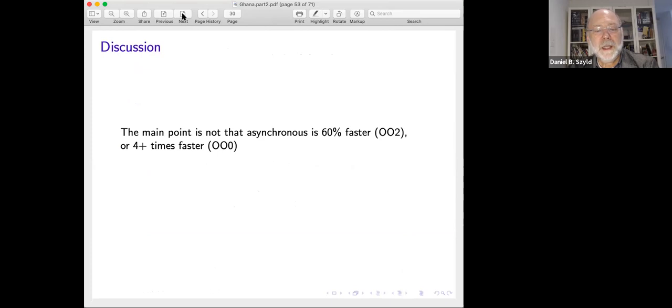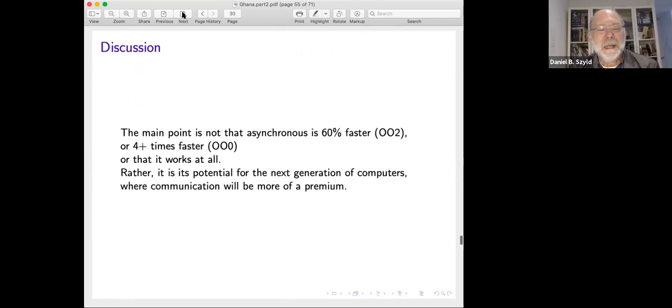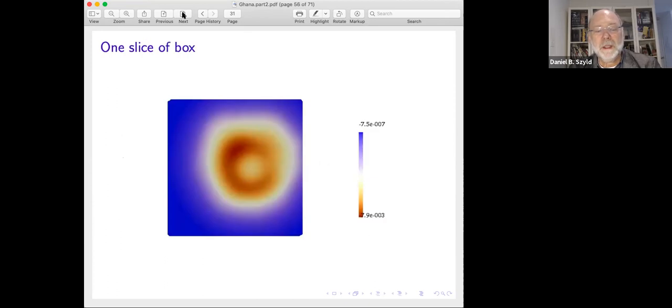Now, the main point perhaps is not that it's 60% faster or even 4 times faster. In my view, the main point is that it works at all. It's a crazy idea. Why would it work? But it works. But also the potential that you have when we have these million processors. People have done work by joining together computers in different places and running this. By the way, this is a cross-section of your solution, just to show that it makes sense.